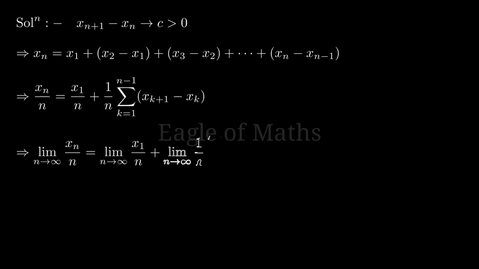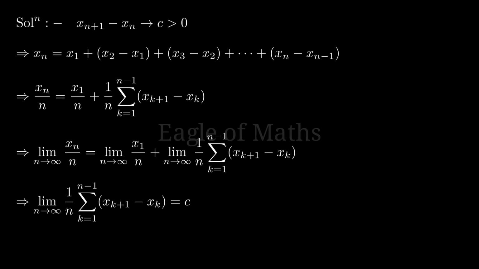Take the limit as n goes to infinity. The first part is the first term divided by n. The second part is the average of all the differences. Here comes Cesaro's idea. The first term goes to 0 and the average of differences tends to c. Hence, the limit is c. Therefore, the sequence xn divided by n converges to c. Correct option is C.